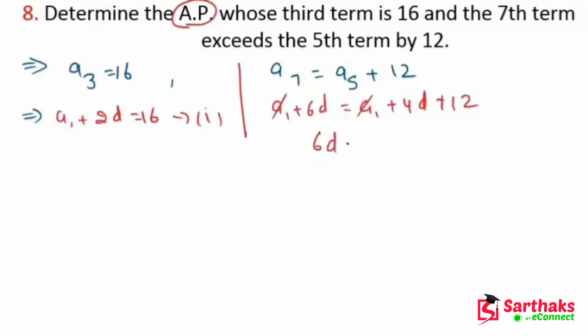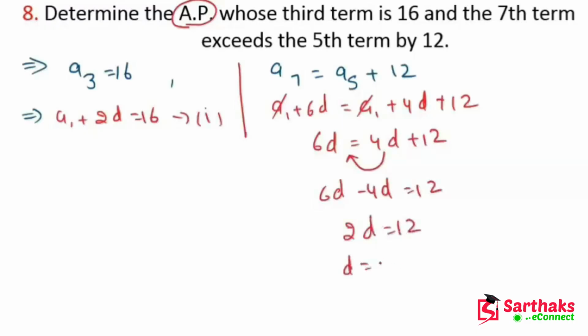We have 6D is equal to 4D plus 12. And this 4D is shifted here. 6D minus 4D is equal to 12. And we have twice of D is equal to 12. We get D is equal to 6. So we know the value of D is 6, and put the value of D in equation first.